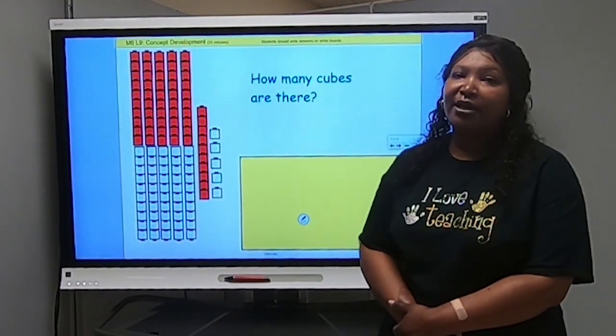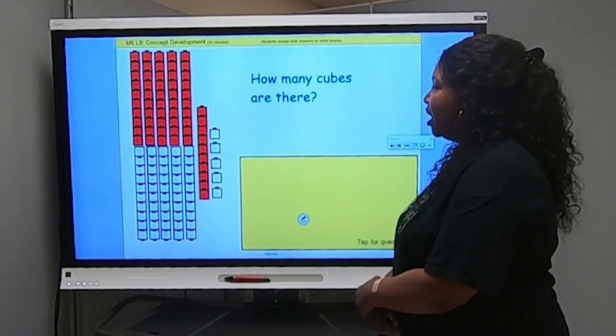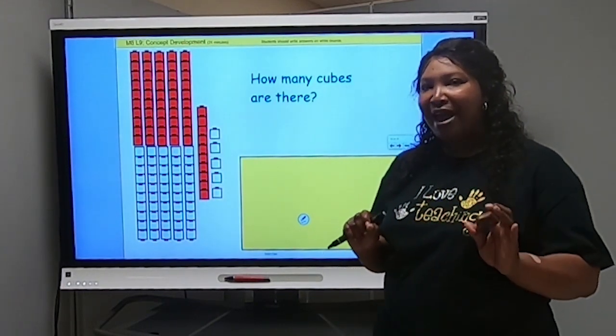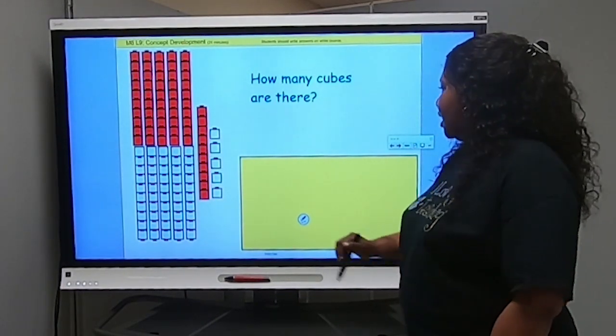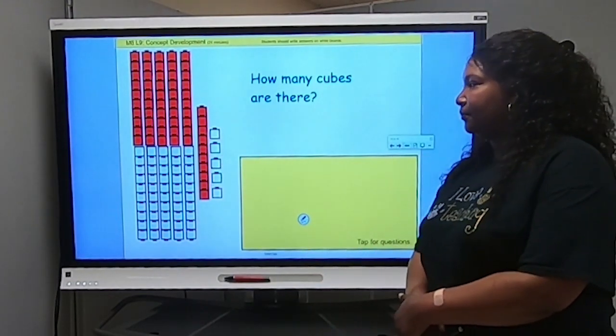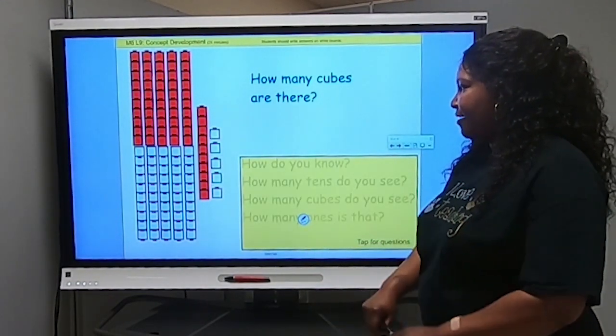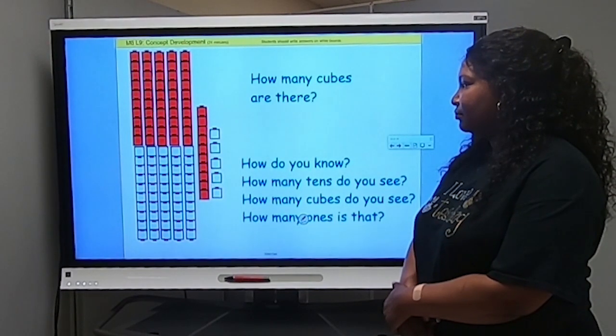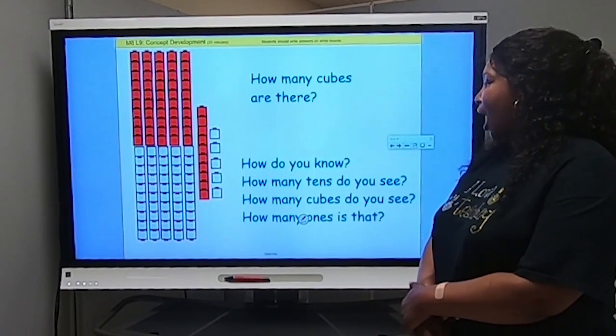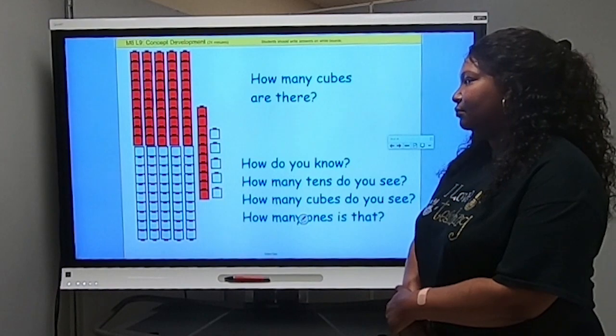numbers, and they're going all the way to 120. So let's continue just to make sure that you mastered that goal. Okay, how many tens do you see now? 11. Good job. How many cubes are there in all?